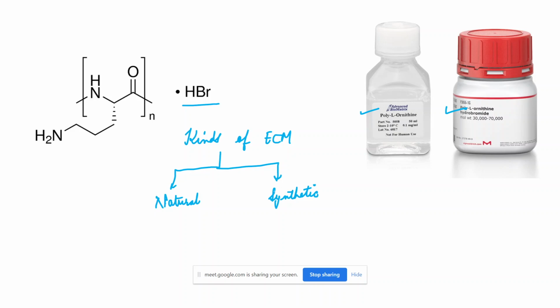Now again, your synthetic and natural ECMs can be of different types. Your natural ECM can be collagen or laminin, but your synthetic ECM is poly-L-ornithine, and there was one more synthetic ECM which was mentioned in the NPTEL lecture, that is DETA silane.